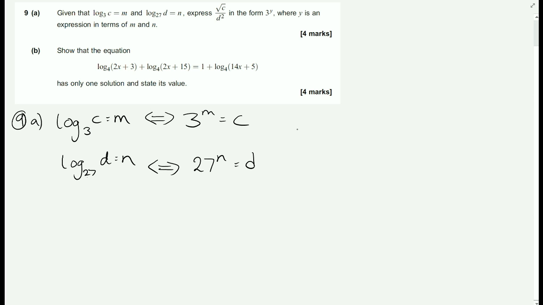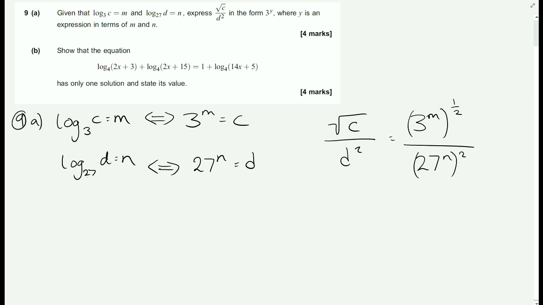Okay, we then are going to put it into this format. So the format we've been asked to do is root c over d squared. So root c is 3 to the m raised to the power of a half. And d squared is 27 to the n, squared.